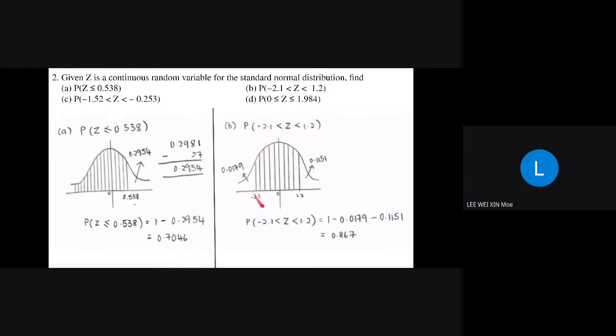Next, we need to find Z which is in between negative 2.1 and 1.2. When Z is larger than 1.2, the unshaded region at the right side is 0.1151. And for the left side, Z smaller than negative 2.1 is equal to 0.0179. In order to find the shaded region, we use 1 minus 0.0179 minus 0.1151, and we will get the answer 0.667.